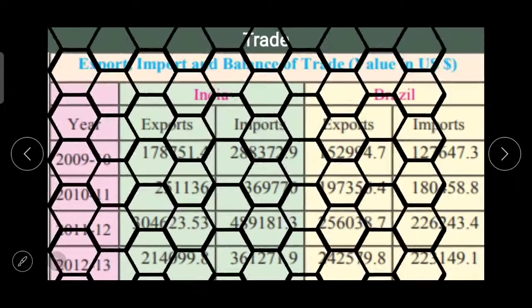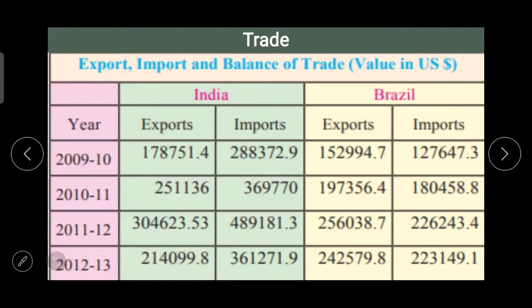Now the next thing, trade. Here a table is given. Read the adjoining table and answer the following questions. Questions are also given. The table is of export, import and balance of trade, and the values in the table are in US dollars. Years 2009-10, 10-11, 11-12 and 12-13. India exports, imports and Brazil exports, imports.